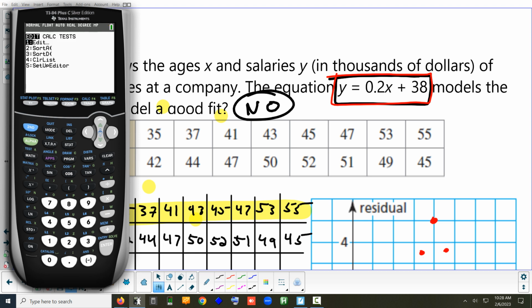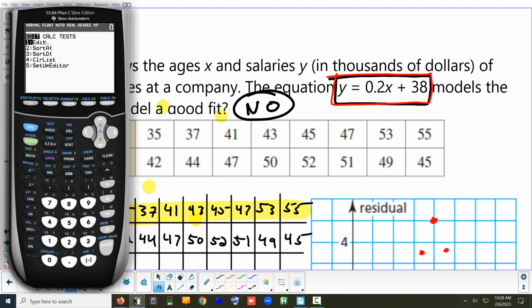But we're not going to go back to Edit. If you made a mistake, you can go back to Edit and you can change one of those numbers. But I don't think we made any mistakes, so we're just going to leave it. We're going to press Stat, and this time we want to calculate something. What we want to calculate is a y equals mx plus b formula.